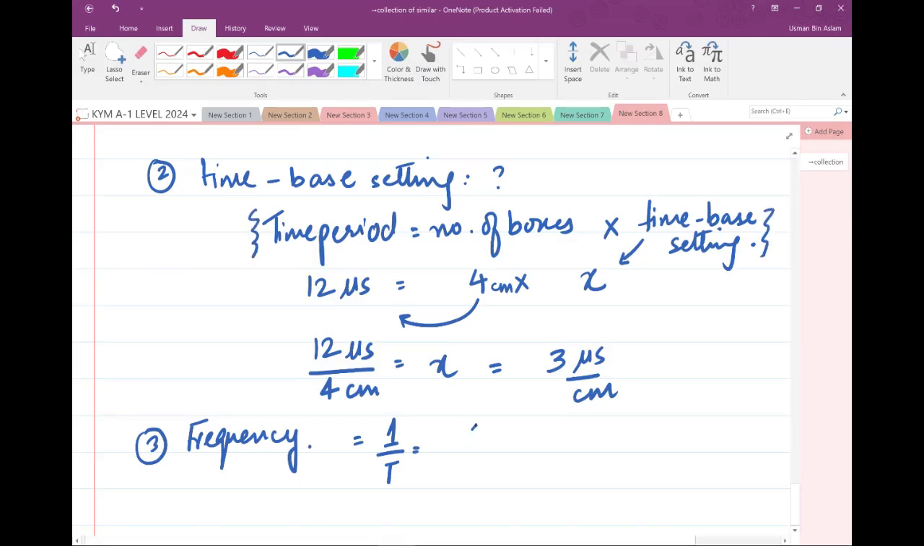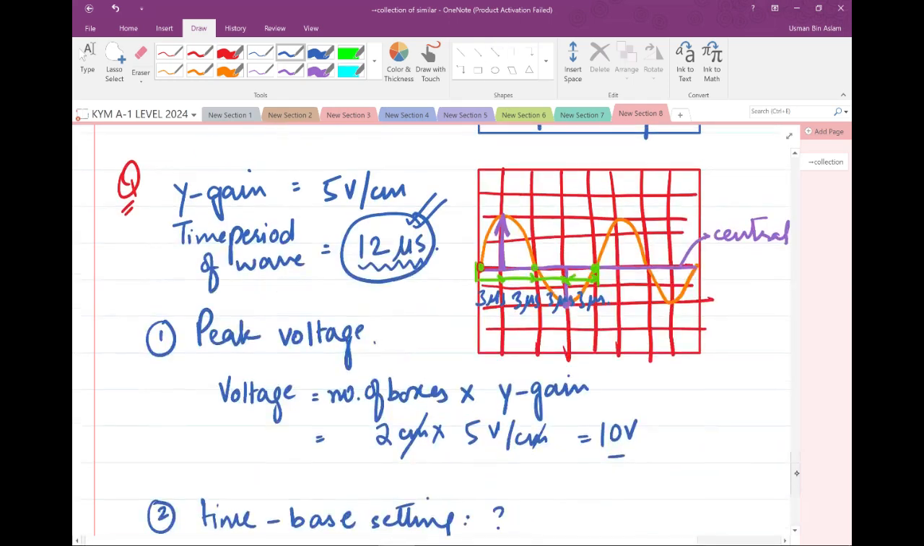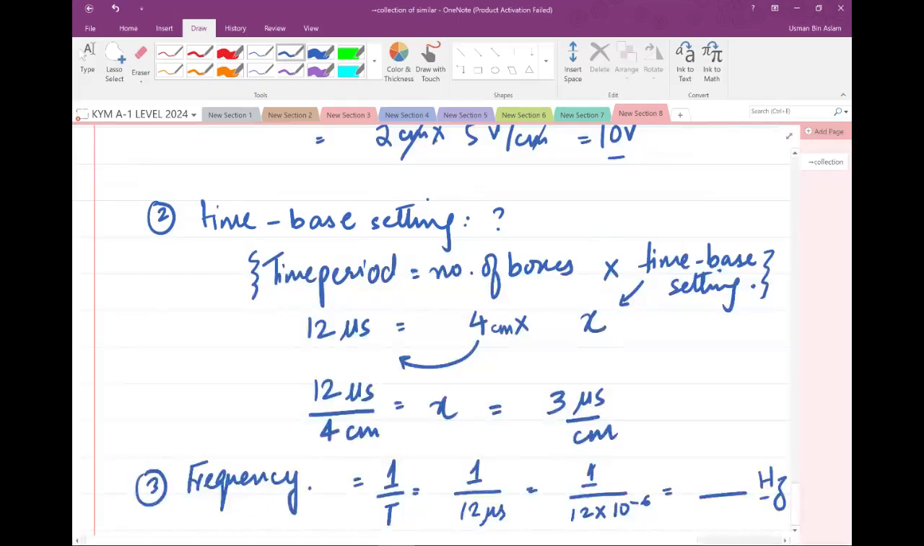So once you have the time period, you just divide 1 by the value of the time period, not the time base setting, the time period. Time period was 12 microseconds. Now, if you would just take out your calculator and solve this, micro means 10 raised to power minus 6. You would have to memorize that. And that's going to give you the frequency of the wave that was displayed on the CRO. So a CRO is useful when we are trying to find out the time periods or frequencies of the waves.